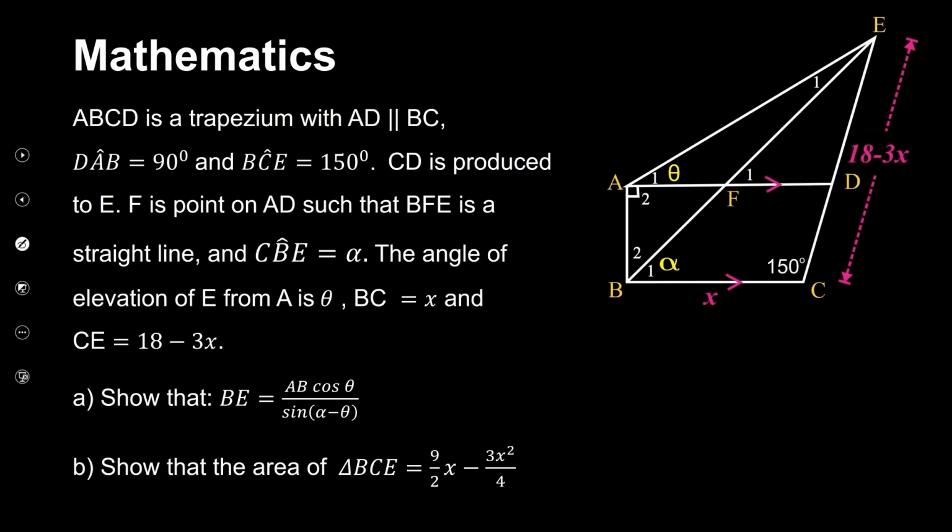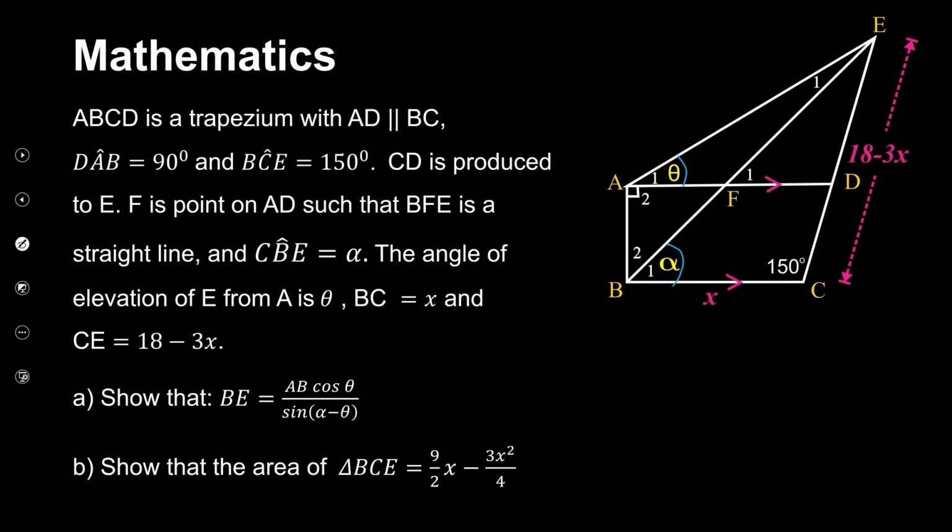Okay, our next example, we needed to show that ABCD is a trapezium. Sorry, they've given us that ABCD is a trapezium. We've got parallel lines. AD is parallel to BC. DAB is 90. BCE is 150 degrees. CD is produced to E. F is a point on AD such that BFE is a straight line and CBE is alpha. So they've given us this is alpha. They've then given us the angle of elevation from E to A is theta.